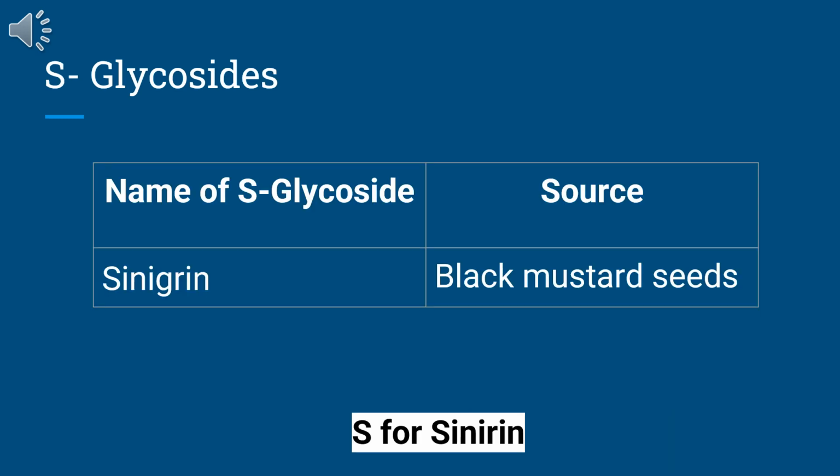Next is S-glycosides. The example is sinigrin. Sinigrin is obtained from black mustard seeds. From the letter S, you can remember sinigrin. From the same S, you can remember about seeds, which are black mustard seeds.